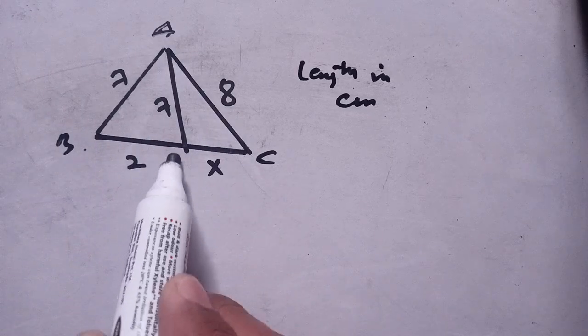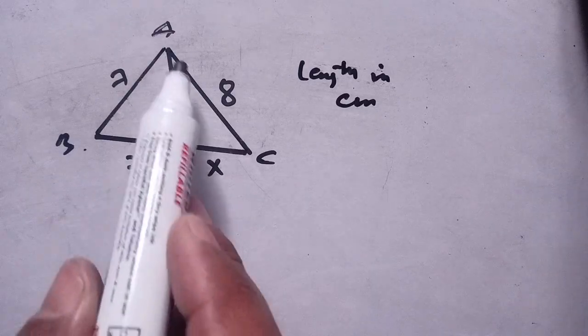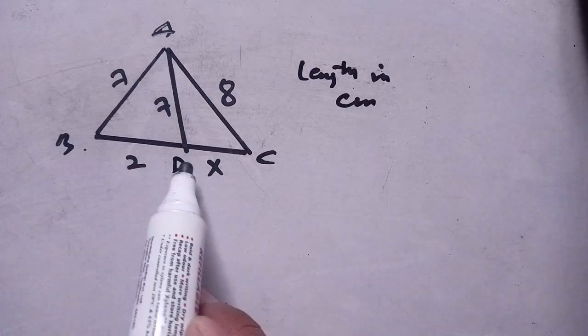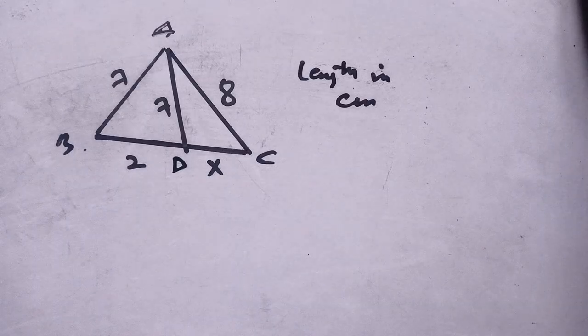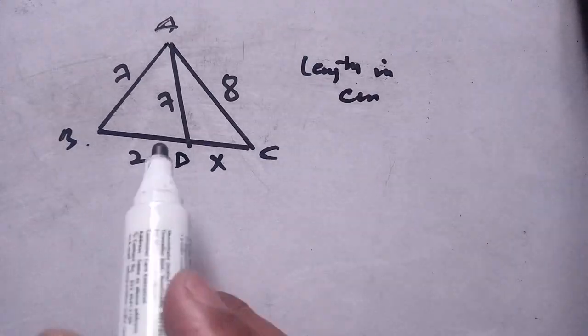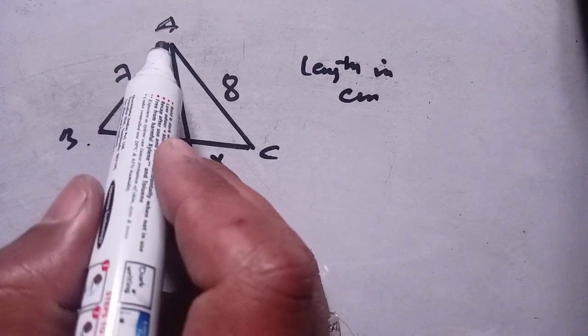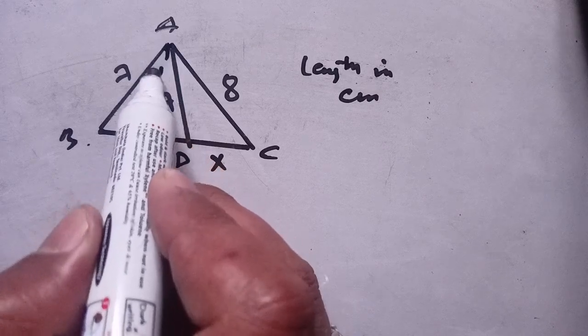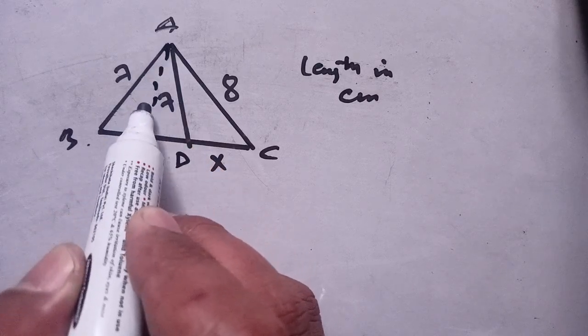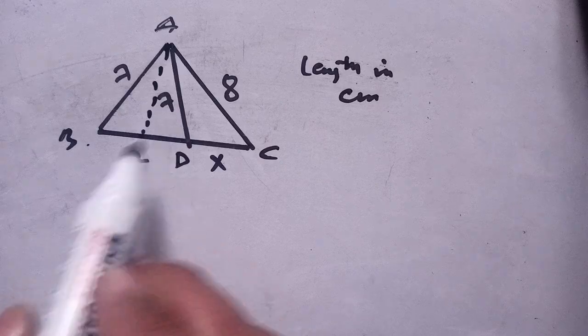Suppose that this point is D. BD is 2 centimeters. AD is 7 centimeters. DC is equal to x, and we have to find the value of x. Now, in order to solve this, first of all, we draw a median from point A to the base BC. This is a median.